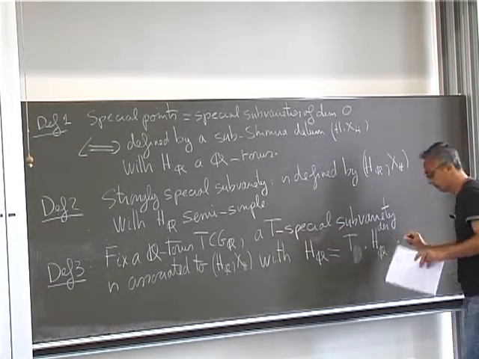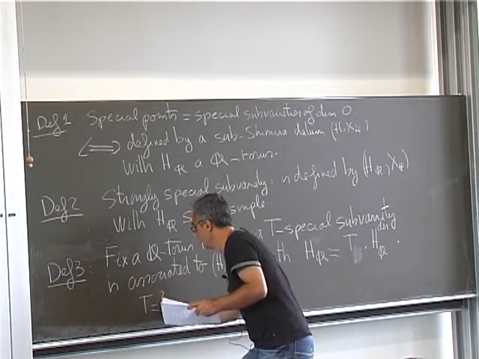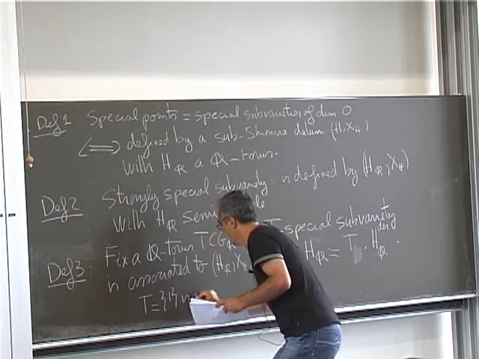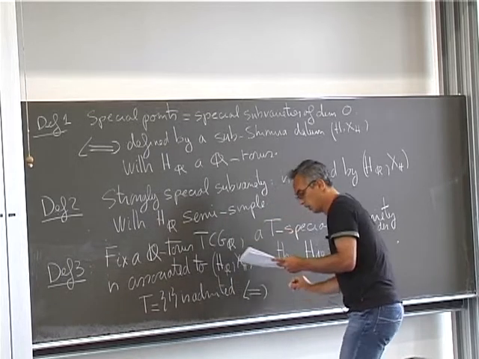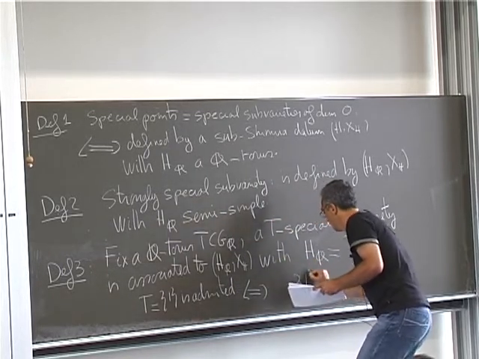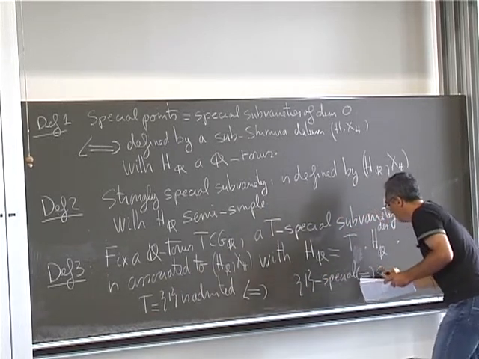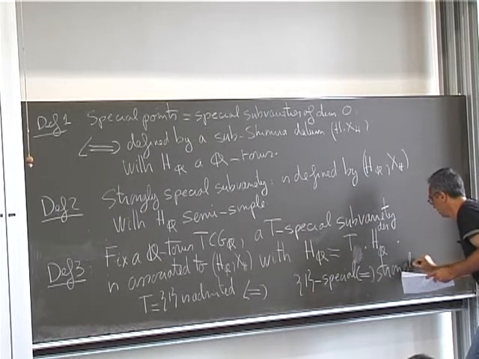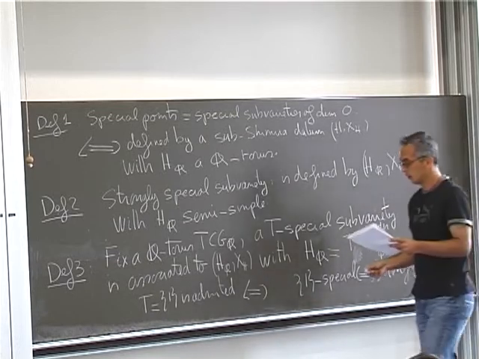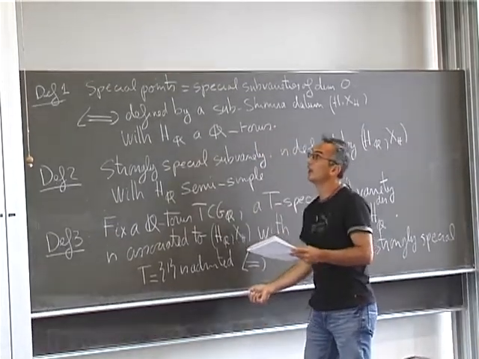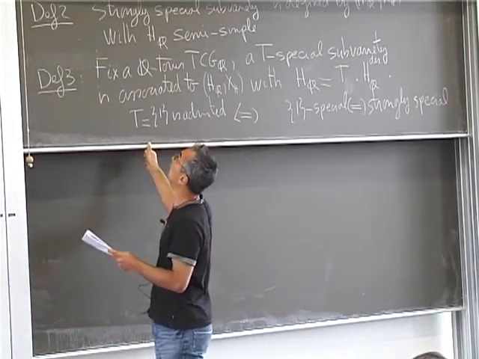Okay. So in this situation, T equals 1 is admitted. And if you want, this means that 1-special is by definition strongly special. Okay. So, okay, now I can state some results.